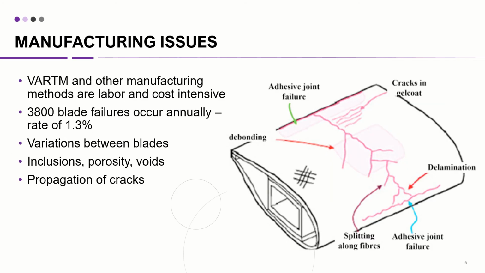Blades typically account for 1/5 of the cost of manufacturing onshore wind turbines, yet there are still an estimated 3,800 blade failures annually, which is a failure rate of 1.3%. That doesn't include deterioration and wear from environmental exposure, which result in reduced turbine efficiency.